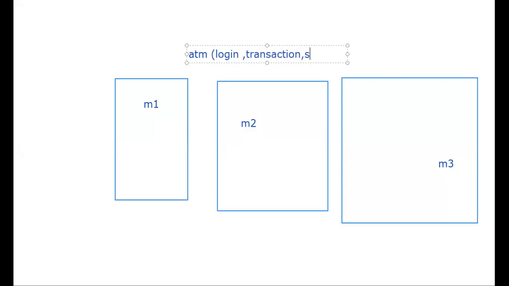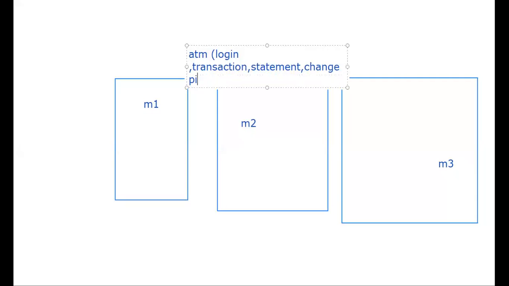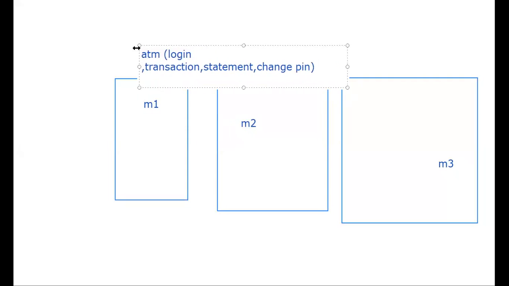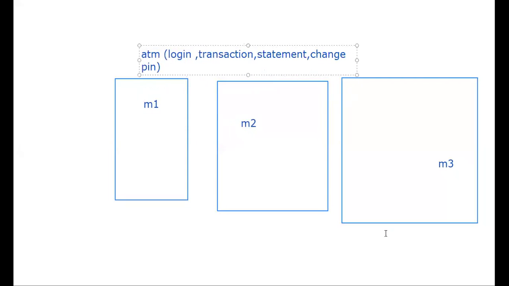Then we have got the statement module. Statement is nothing but the transactions you have performed. We have got one more module, that is change pin. Here I am taking 3 modules, but these are the 4 modules: login, transaction, statement, and change pin. So what I will do, I will just cancel this because I have just created 3 modules here.